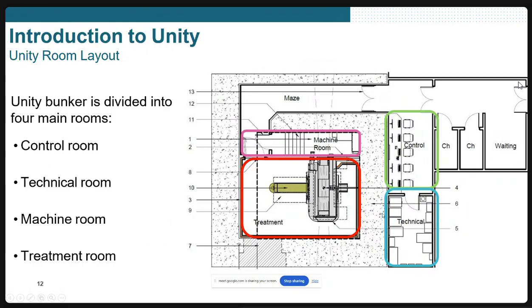There is a new room called the technical room, which is completely outside the machine room, because the MRI electronics cannot be kept inside with the LINAC, because the gradient amplifiers, which amplify very, very minute signals, are very sensitive to high energy X-ray scatter.